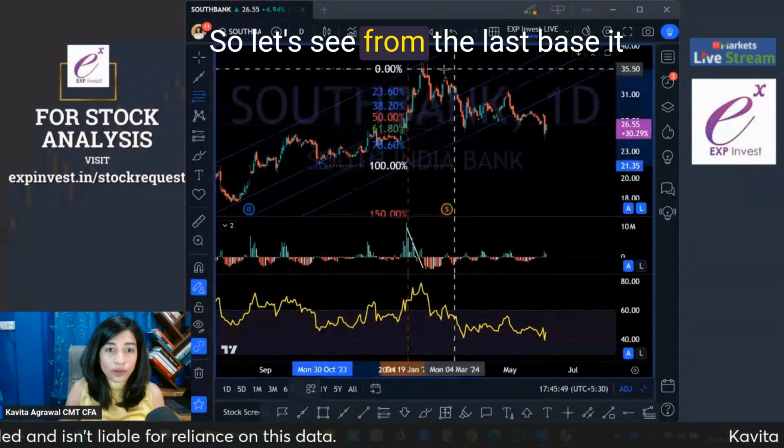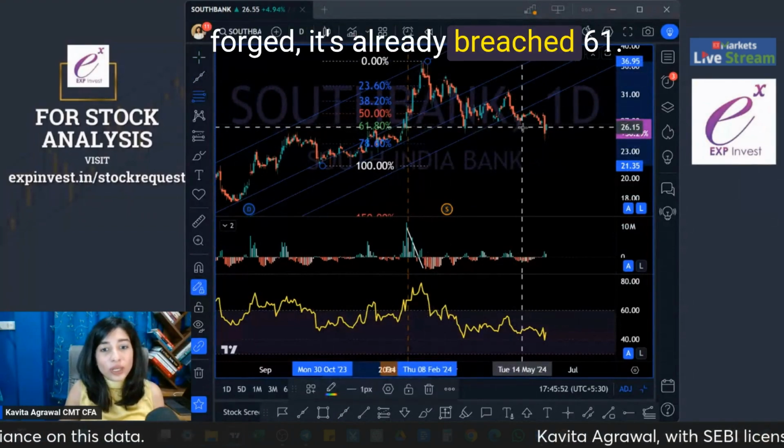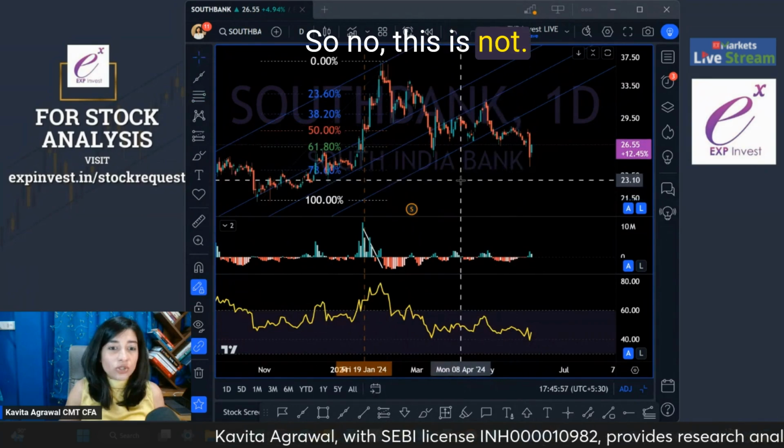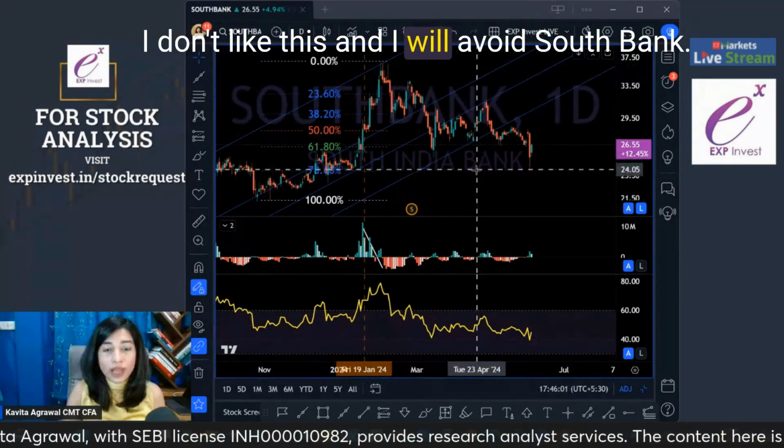So let's see from the last base it forged. It's already breached 61.8. So no, this is not favorable to me. I don't like this and I will avoid South Bank.